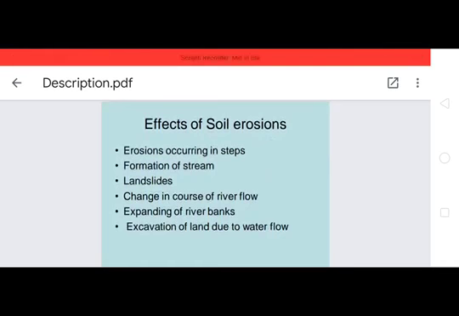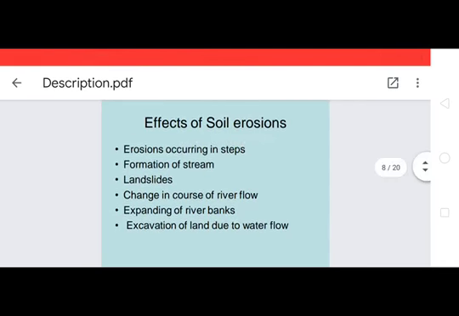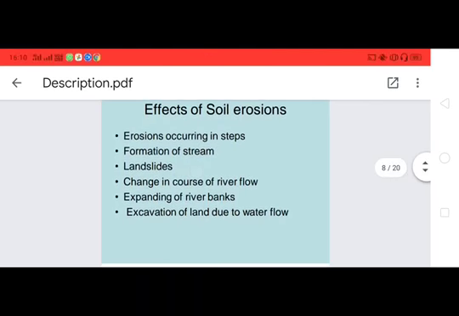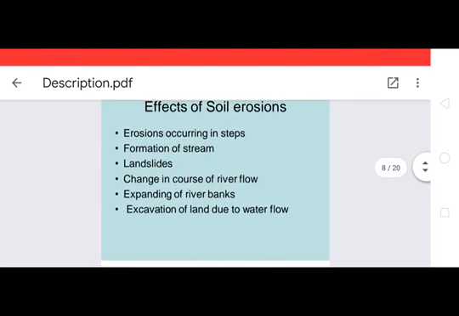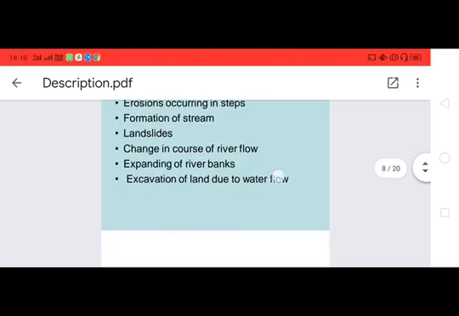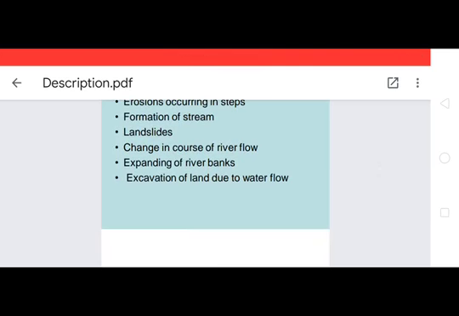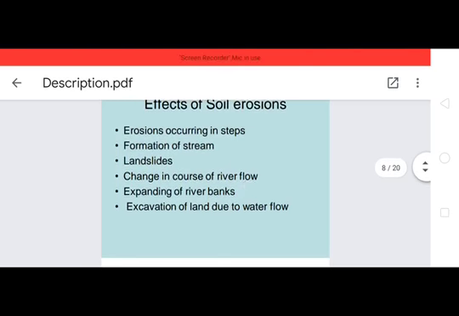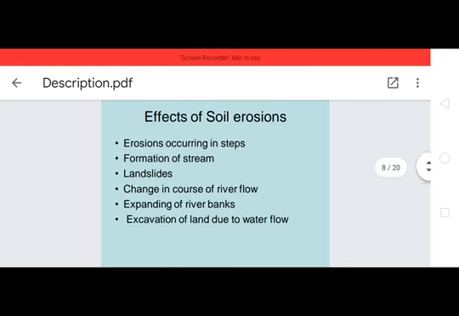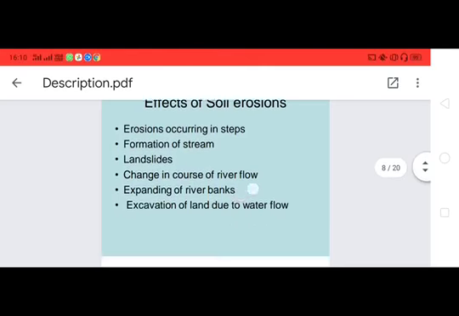Then what are the effects of soil erosion? Erosion occurs in the steppes, formation of streams, landslides, changes in the course of river flow, expanding the river banks, and excavation of the land during water flow. So erosion is the interruption of catchment. So it is the major point to be highlighted. That's why we discuss soil erosion.